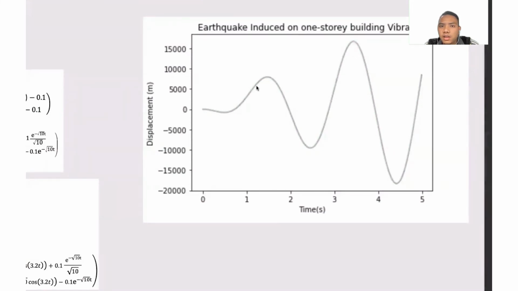The graph of the earthquake-induced vibration on the one-story building shows the displacement that happened on the building. It is fluctuating, and the upper and lower boundaries are increasing, as we can see. In these 5 seconds, the top is 15,000 meters and the lowest is negative 15,000 meters. As we know, it is illogical, but because in this model we take the undamped one, that's why the result is very high. So I think that's all.